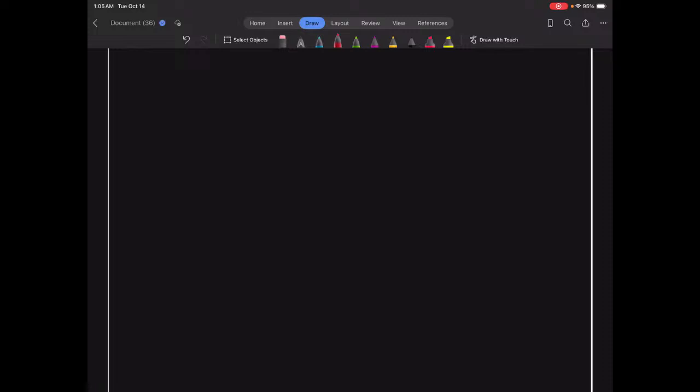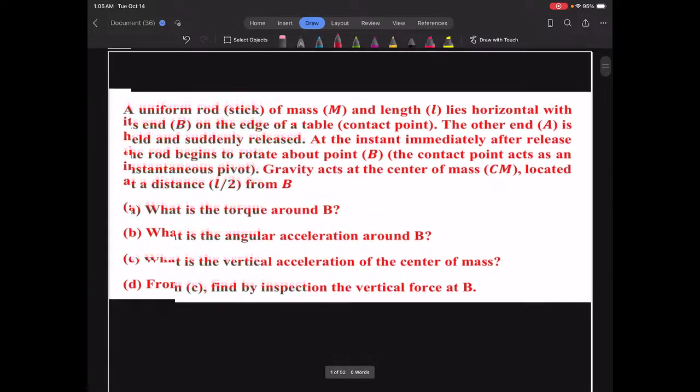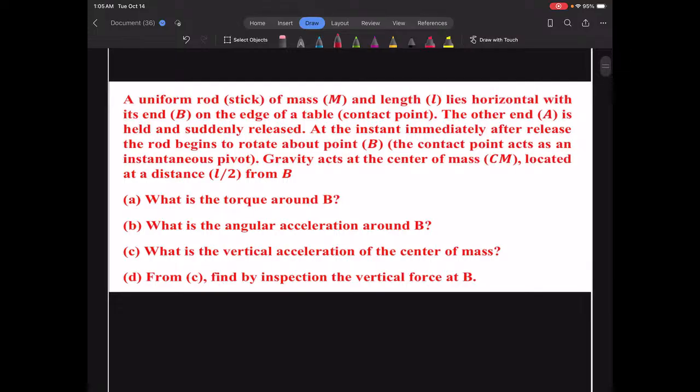These questions will be from rotational motion and conservation of momentum and all those topics. And the first question is that a uniform rod, which is a stick of mass m and length L, lies horizontal with its end B on the edge of the table, that is a contact point. The other end A is held and suddenly released.